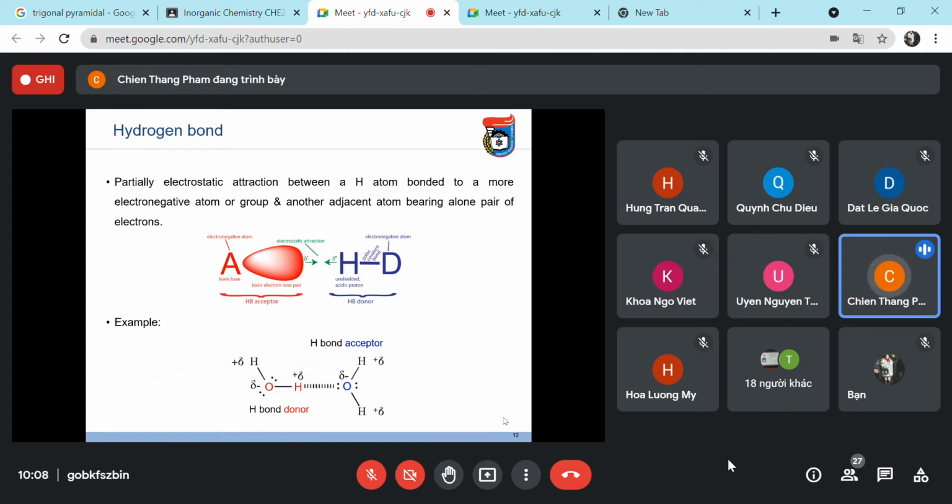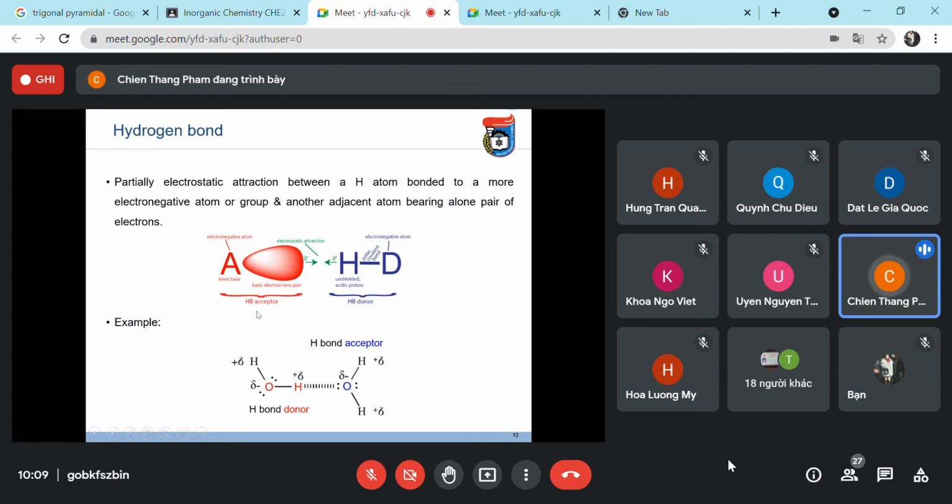For example, you can find the hydrogen bond in water: there is a hydrogen bond between the water molecules. Even in our body, in DNA, there is also a hydrogen bond, and it plays a very important role in DNA. The combination between the particular nucleic acids is also because of the hydrogen bond. So what is the hydrogen bond here?